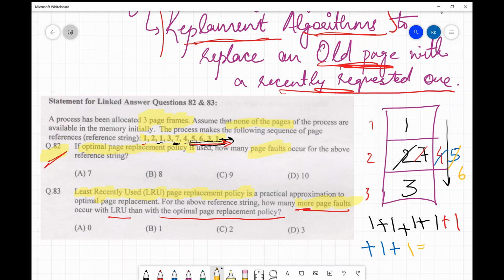So we are just going to total up the page faults that have occurred. 1, 2, 3, 4, 5, 6, 7. So there are 7 page faults over here, which marks the answer as A part. Okay, so A part is the answer over here.